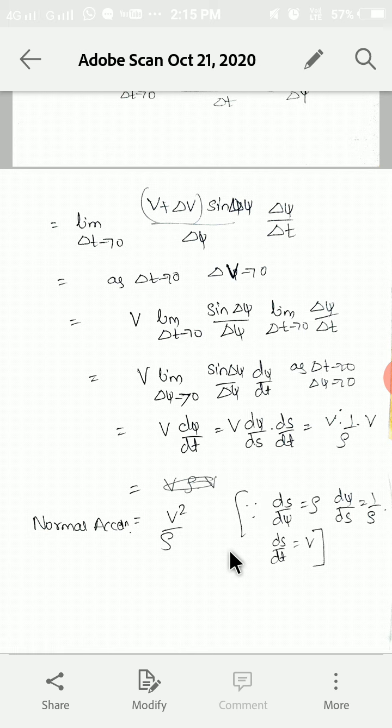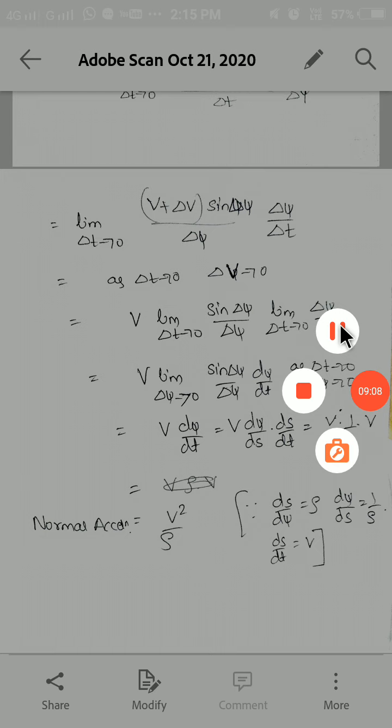Okay, so this is about derivations for normal acceleration and tangential acceleration. Okay, so in the next class we will solve some problems on these topics. Thank you.